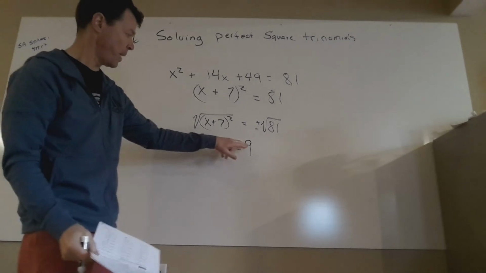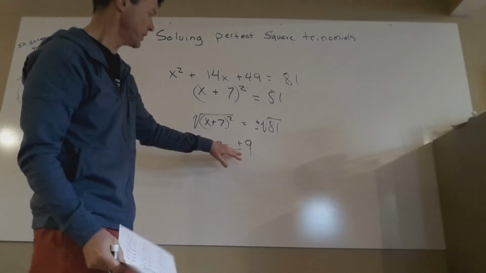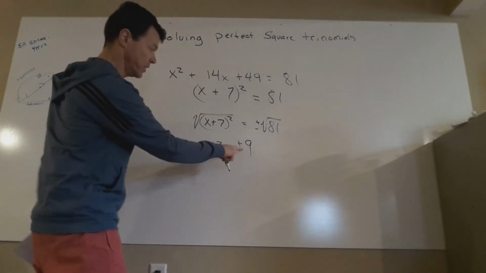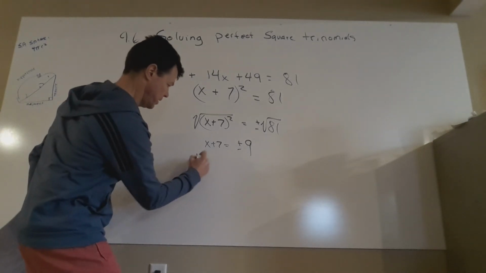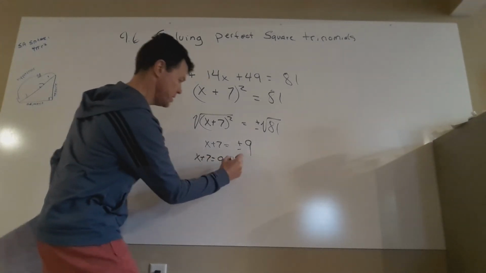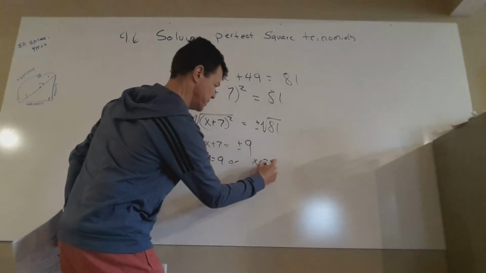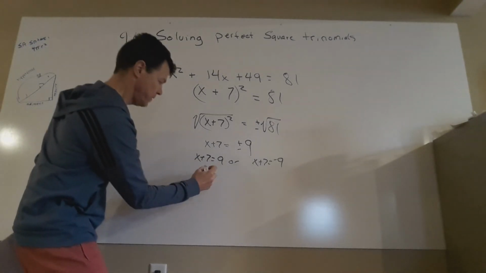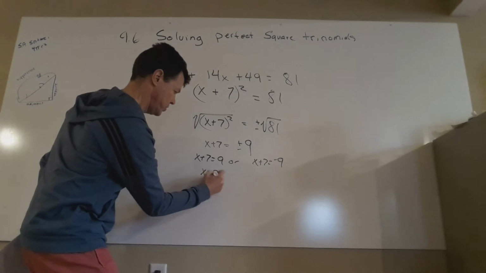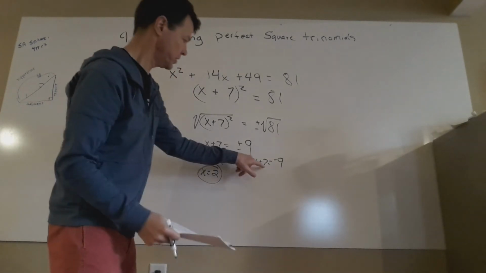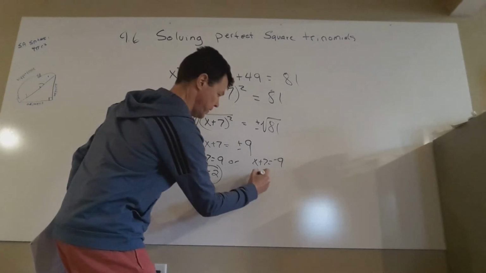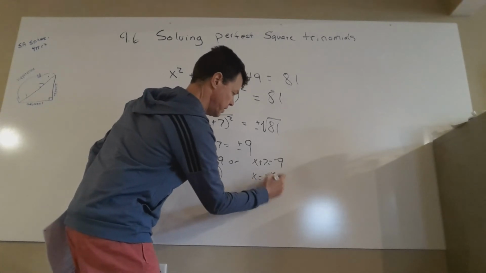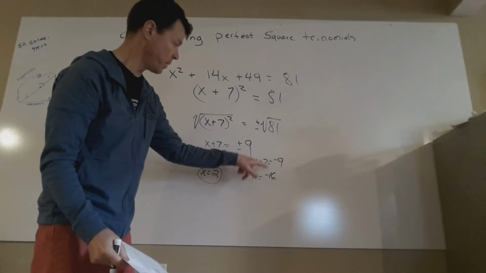So we account for it being a positive 9, and we have to account for it being a negative 9, because negative 9 times negative 9 is going to end up being positive 81. So we have to account for both possibilities. X plus 7 equals 9, or x plus 7 equals negative 9. Solve for x, subtract 7. 9 minus 7 is 2. On this side, again, subtract 7. Negative 9 minus 7, x equals negative 16.